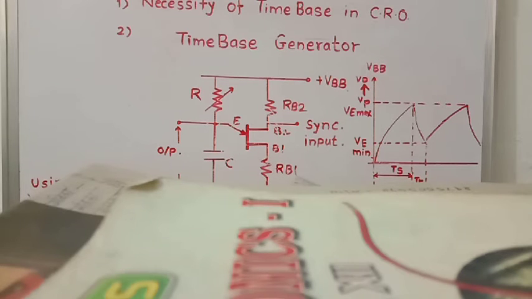According to the voltage divider formula, the voltage across RB1 is equal to RB1 upon RB1 plus RB2 into VBB. This ratio, RB1 upon RB1 plus RB2, is called the intrinsic standoff ratio, that is eta. So the voltage across RB1 is equal to eta into VBB.